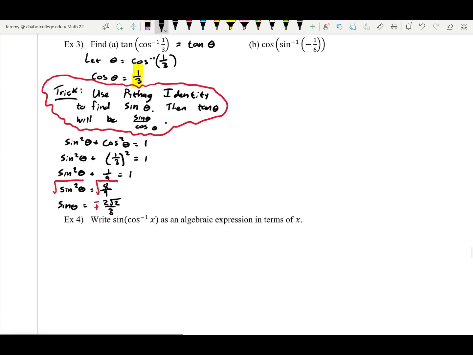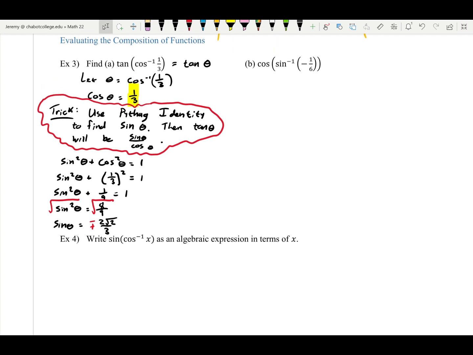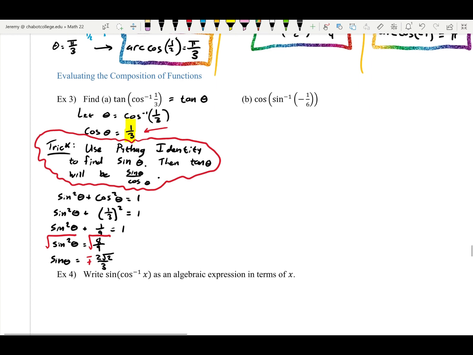Okay, so now there's the question of, wait, we got a plus or minus, which is it, plus or minus? This is when we're going to look back and think about, okay, we're looking for sine of theta. What do we know about theta? Well, notice up here, cosine of theta is equal to 1/3. Okay, so since 1/3 is greater than 0, cosine is positive, right? So thinking about all students take calculus.